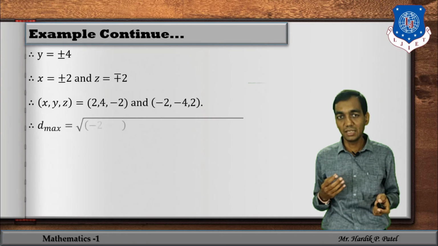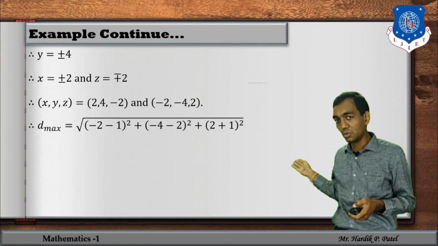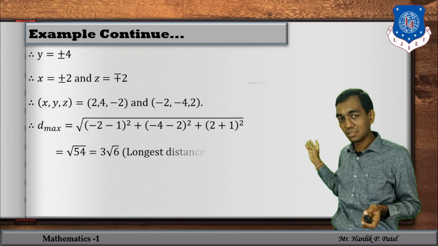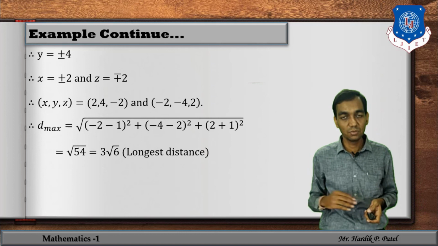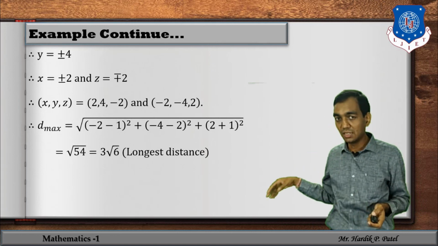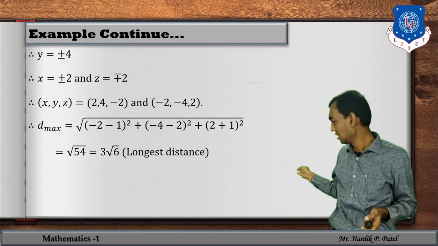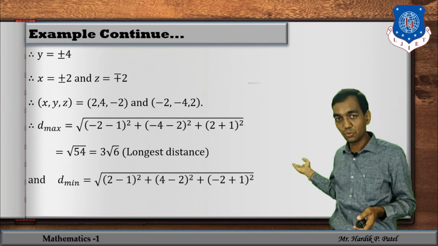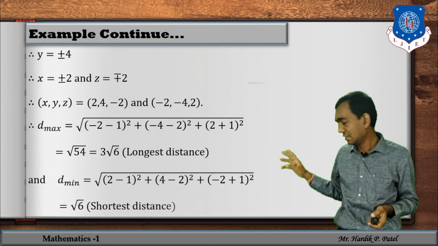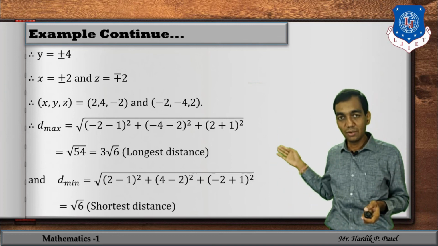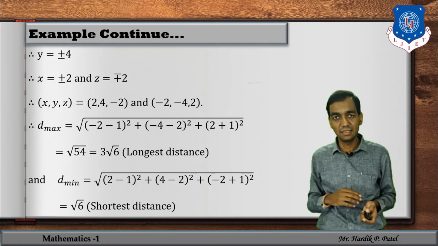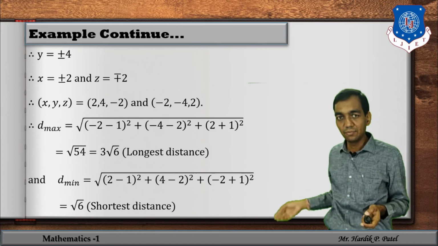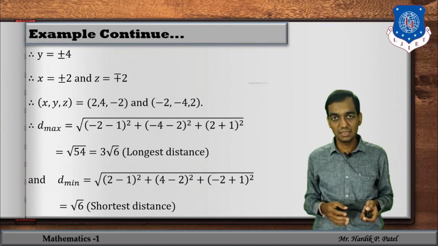So first we find the distance for (minus 2, minus 4, 2). Then the distance value is under root of (minus 2 minus 1) whole square plus (minus 4 minus 2) whole square plus (2 plus 1) whole square. That is under root of 54, that is 3 root 6. In the same manner, for the second point (2, 4, minus 2), the distance is root 6. So one distance is 3 root 6, the second distance is root 6. So root 6 is the shortest distance and 3 root 6 is the longest distance.